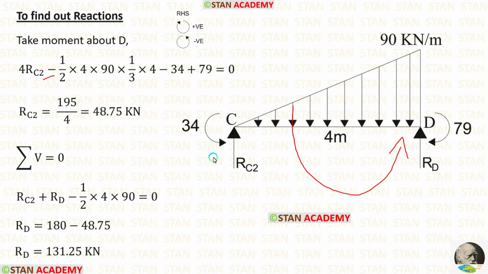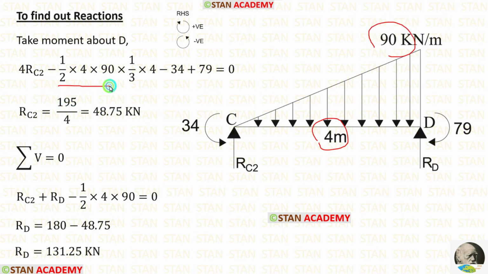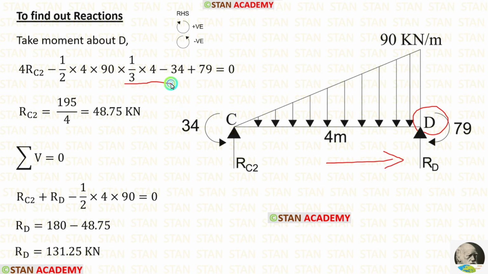negative. For this UVL, we have to multiply the area with the centroid distance. We know the area formula of a triangle, half into breadth into height. Here the breadth is 4, height is 90. Using the values, we can calculate the area. Now we have to find the centroid distance. We are taking moment about D. In this case, we are moving towards the right hand side. For this triangle, the centroid distance towards the right is 1 upon 3 into breadth. Here the breadth is 4, so 1 upon 3 into 4.